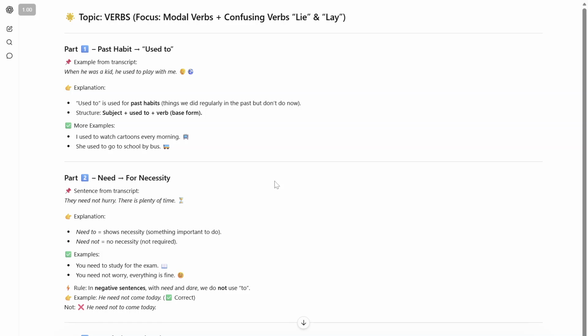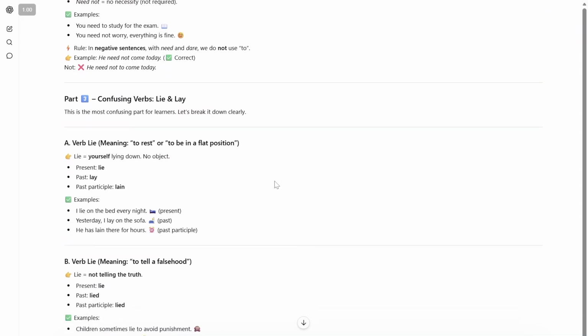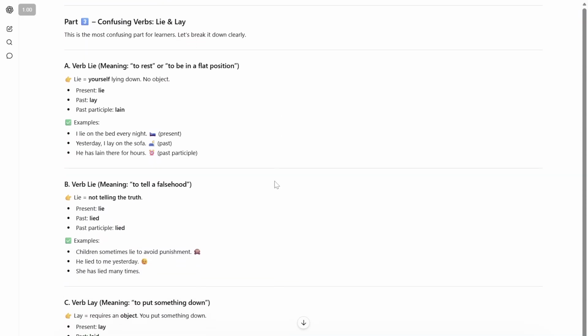Part: confusing verbs, lie and lay. This is the most confusing part for learners. Let's break it down clearly. A. Verb lie, meaning to rest or to be in a flat position. Lie equals yourself lying down, no object. Present: lie. Past: lay. Past participle: lain. Examples: I lie on the bed every night. Yesterday I lay on the sofa. He has lain there for hours.